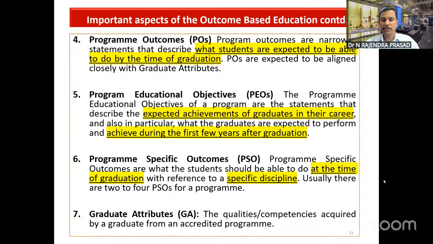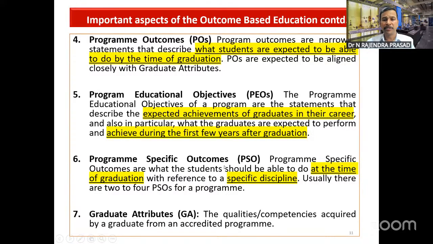How do we do this? Say one candidate has graduated from your higher education institution. After 2 to 3 years, you speak to him. You go to the employer where that student is working, where that graduate is working, and you understand the situation of that graduate. What is really still needed, that you implement through the curriculum. That is possible through program educational objectives.